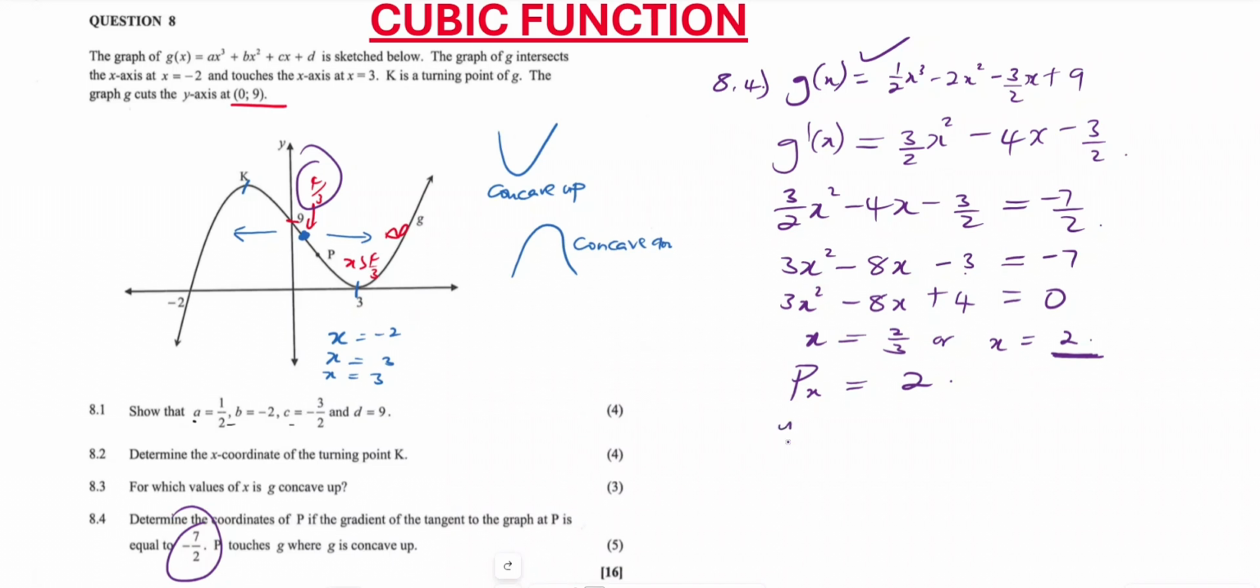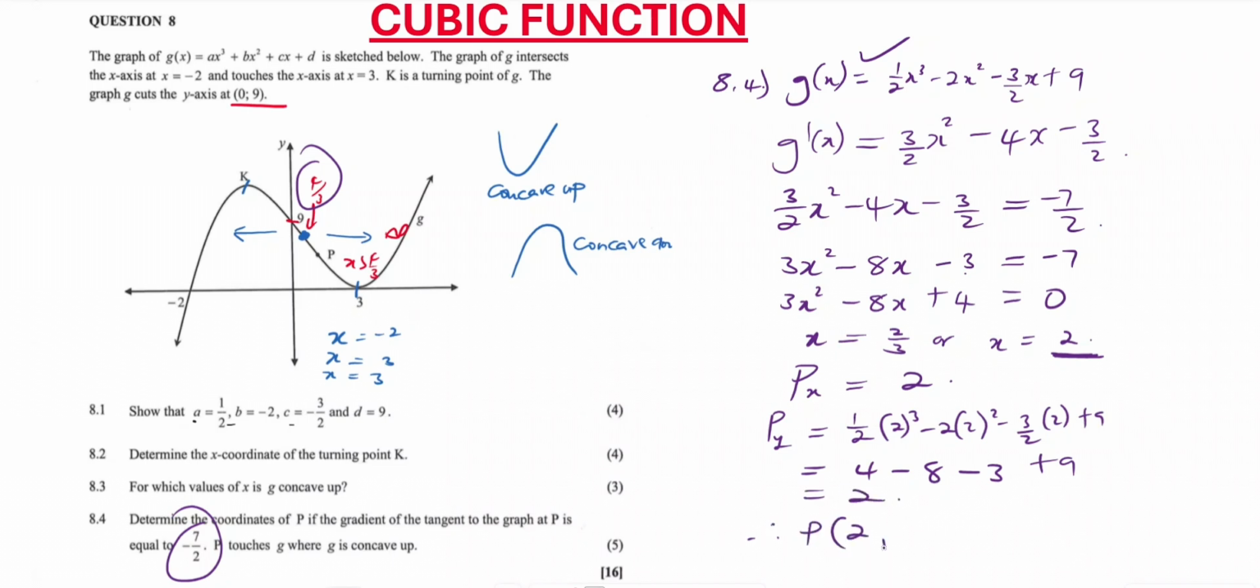So let us substitute and see what our P y is. That is going to be half times 2 cubed minus 2 times 2 squared minus 3 over 2 multiplied by 2, then plus 9. This gives us 8, which is 8 divided by 2, we get a 4, minus 4 times 2, which is 8. Then this one becomes minus 3, then plus 9. 4 plus 9, which is 13. 13 minus 8, we get 5. 5 minus 3, which is equal to 2. Therefore, the coordinates of P will be 2 and 2.